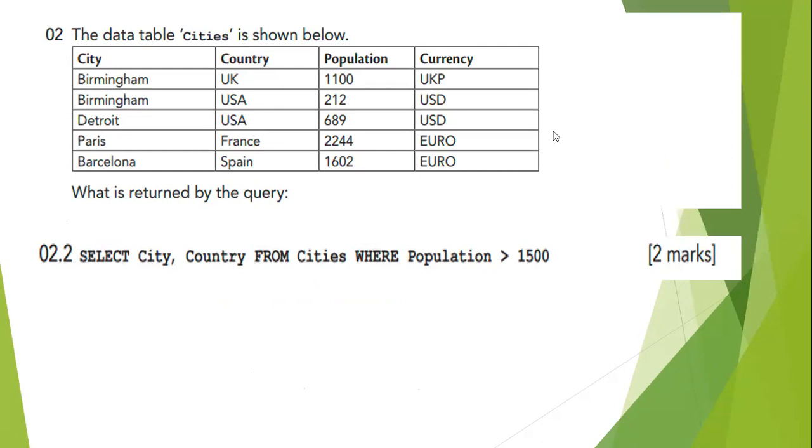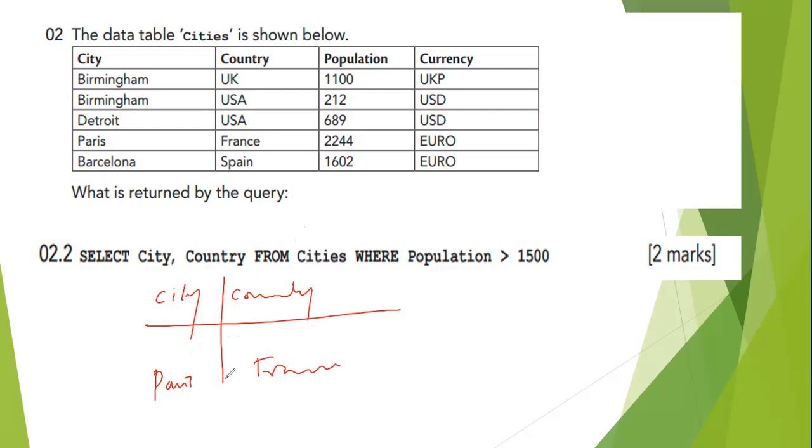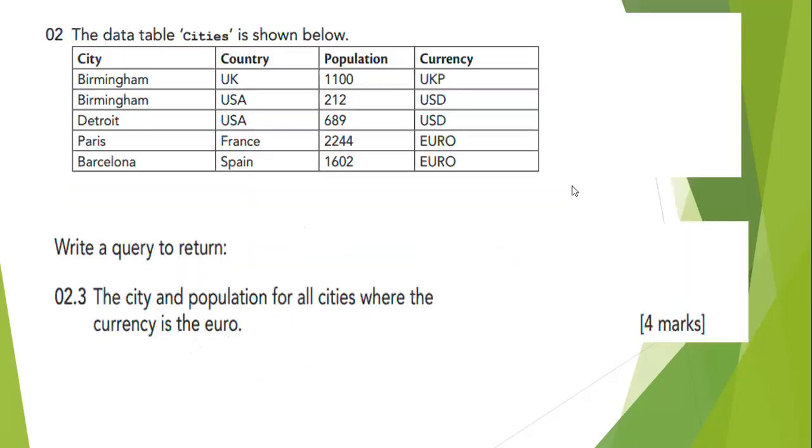Now see here. Select city, country from cities where population is greater than 1,500. City, country. Population greater than 1,500: Paris, France. Barcelona, Spain. This is the right answer.